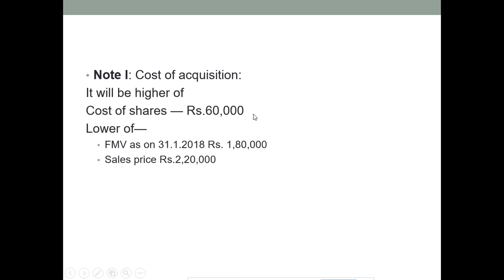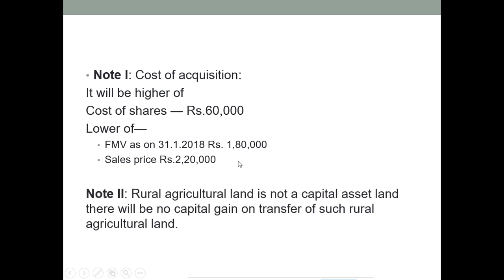it will be the higher of cost of shares, 60,000 was the cost of acquisition, and the lower of fair market value on 31/1/2018 of 1,80,000 and sale price 2,20,000. Whichever is lower of this, lower is 1,80,000 and cost is 60,000, higher of these two, so it is 1,80,000, is the cost of acquisition.